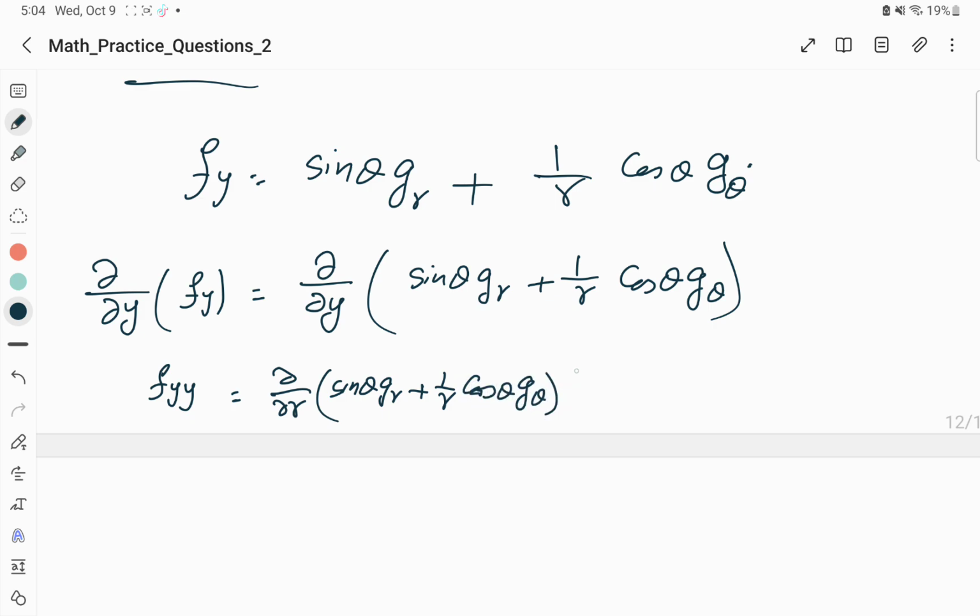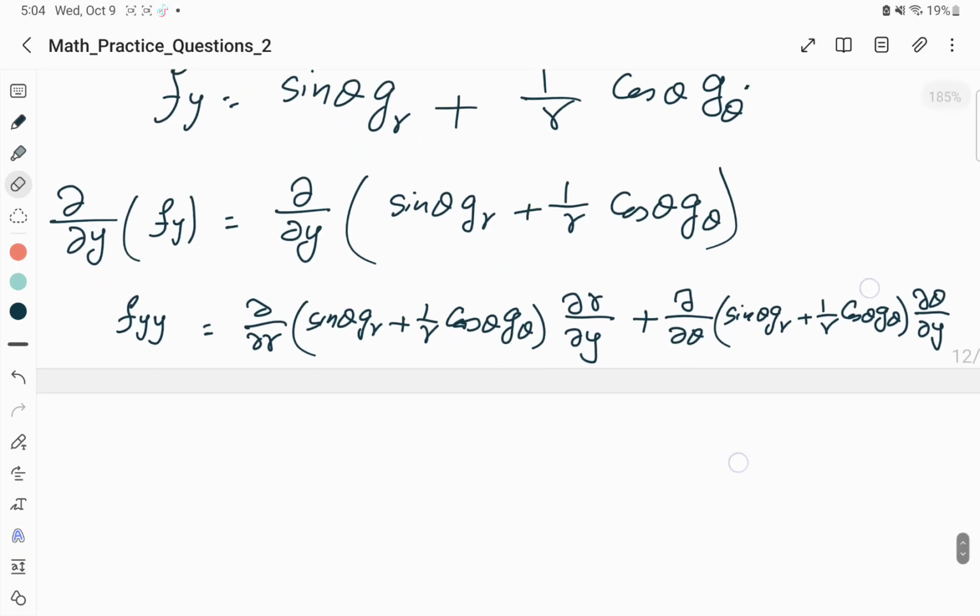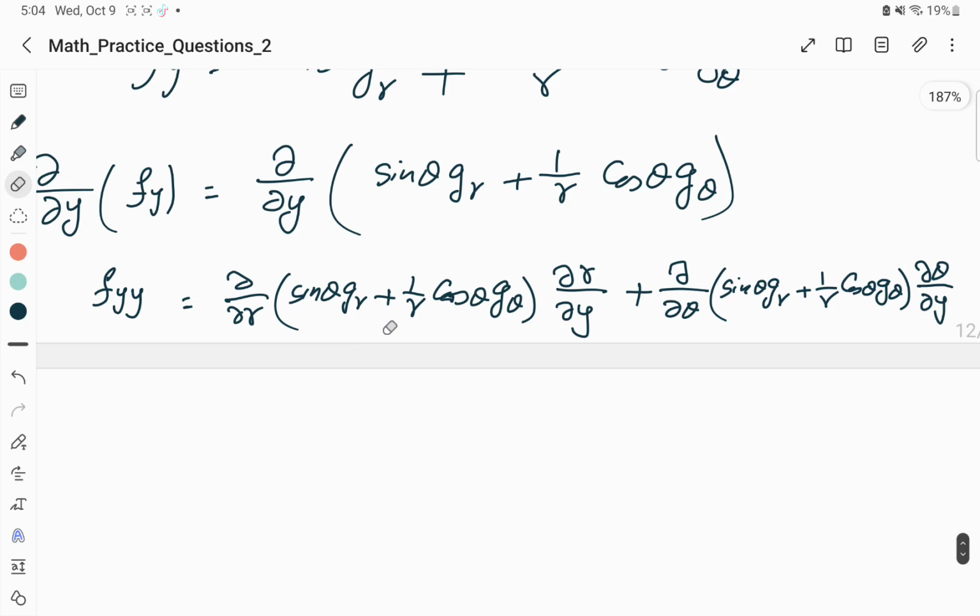So it will be partial r of this, sine theta g_r plus 1 over r cos theta g_theta, and here it will be partial r over partial y this time, plus again it will be partial theta of the same expression, which is sine theta g_r plus 1 over r cos theta g_theta, and here it will be partial theta by partial y. So this is the chain rule we have to apply. Now I calculate the derivatives of the whole expression by plugging in these values of partial r by partial y and partial theta by partial y.